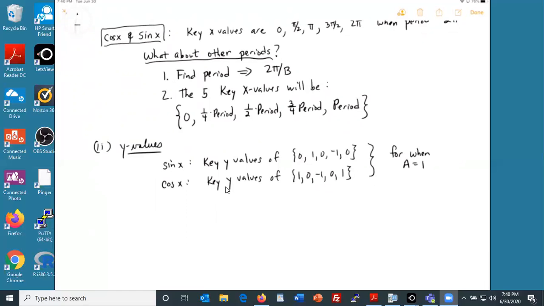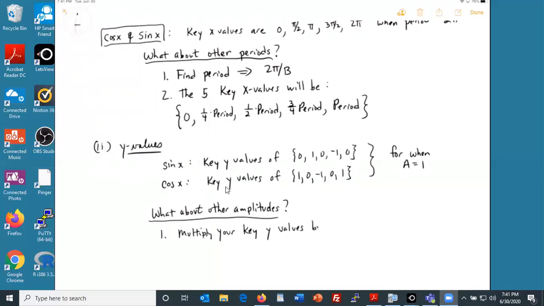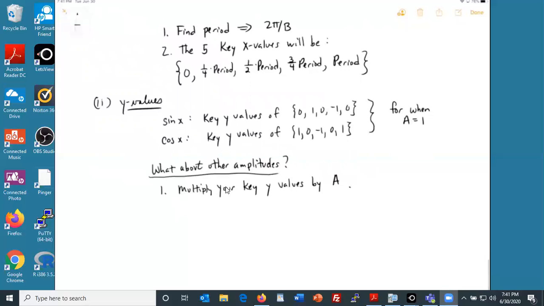Right? Because the original functions had an amplitude of 1. So what about other amplitudes? What would those key y values be? So there's only one step here. You multiply your key y values by a. Not absolute value of a. Okay? Now let's do some examples.